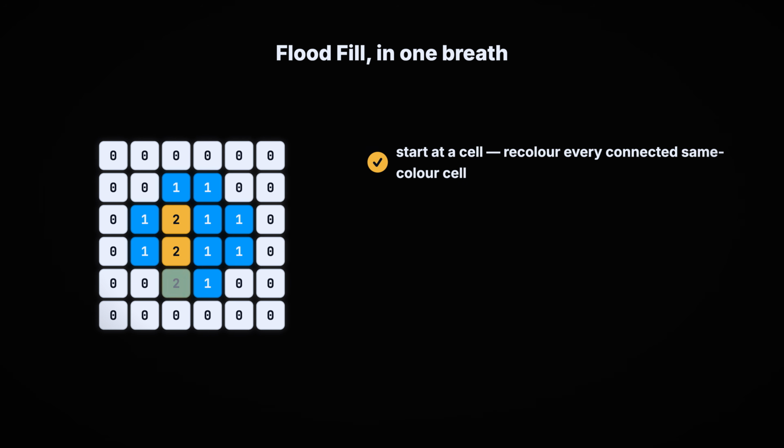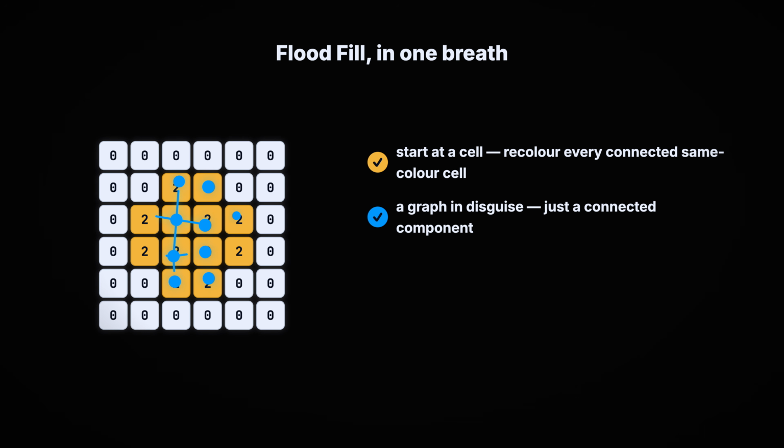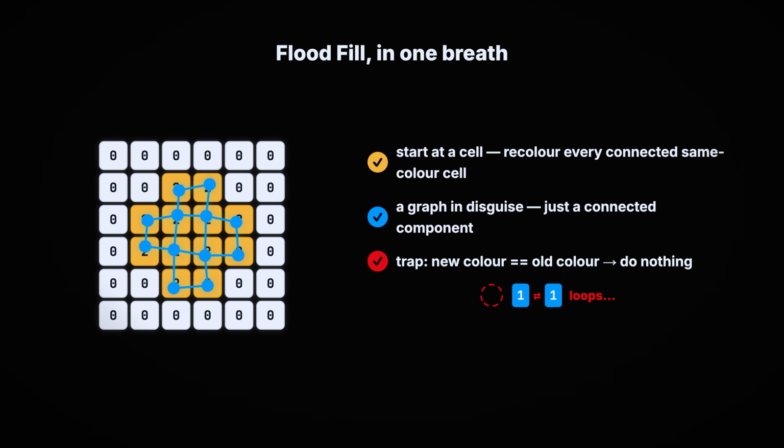Let us bring it all together. Flood fill is the pure paint bucket problem. Start at a cell and recolor every connected cell that shares its original color. It is a graph in disguise, exactly like number of islands, a connected component explored with DFS or BFS. The one trap to remember, if the new color equals the old color, do nothing, or you will loop forever. Get that, and you have got the whole problem.